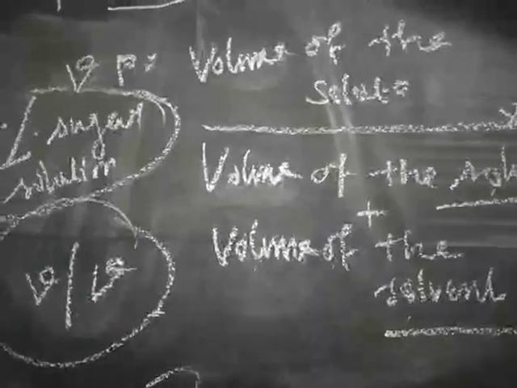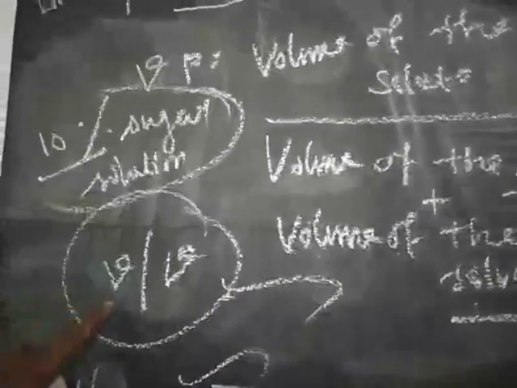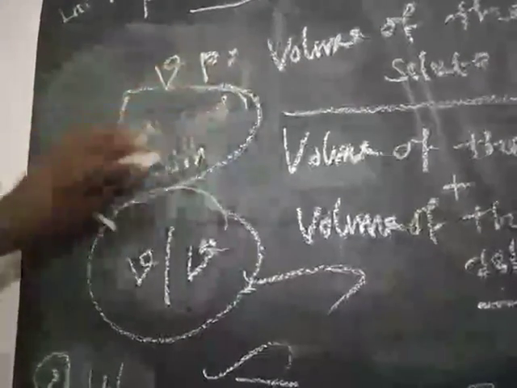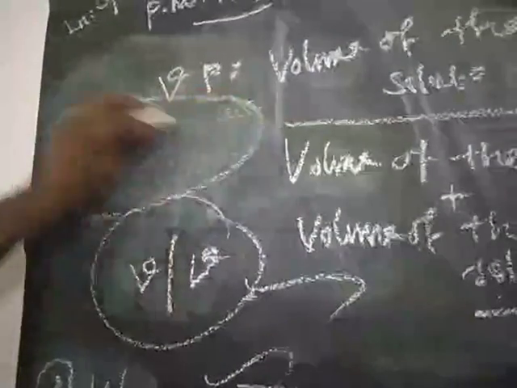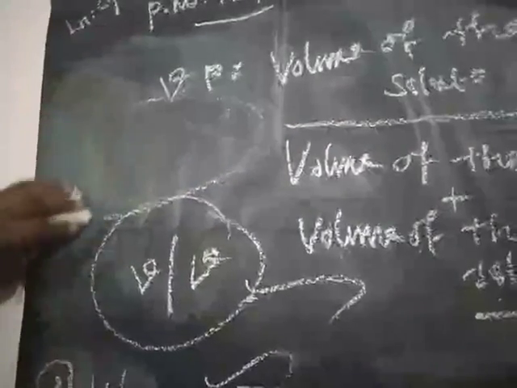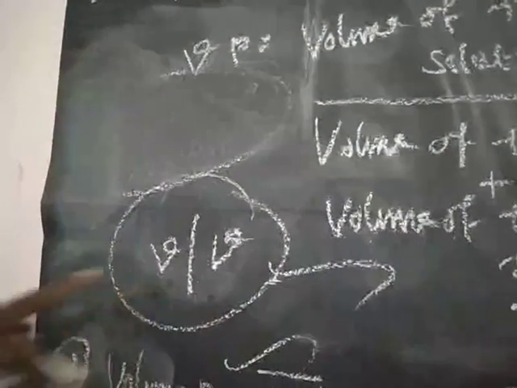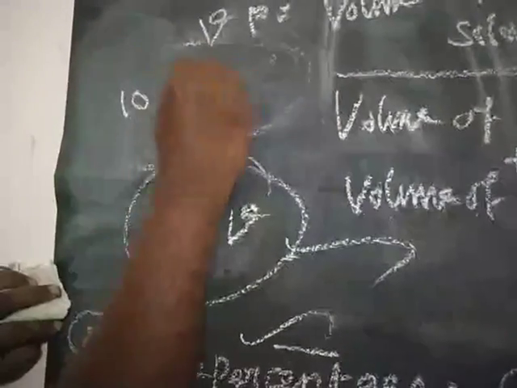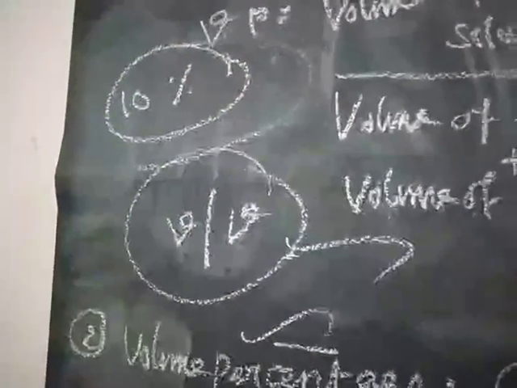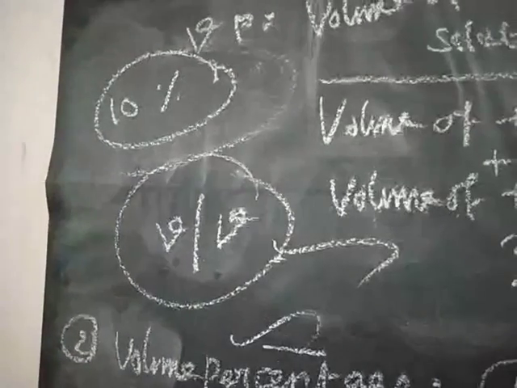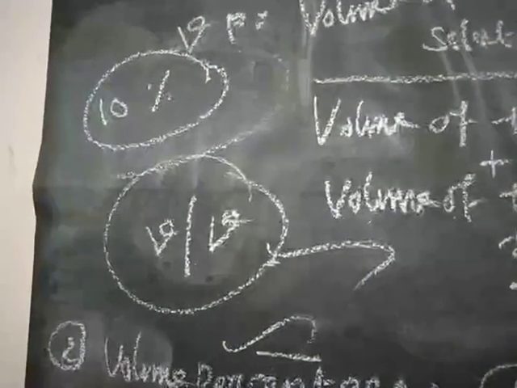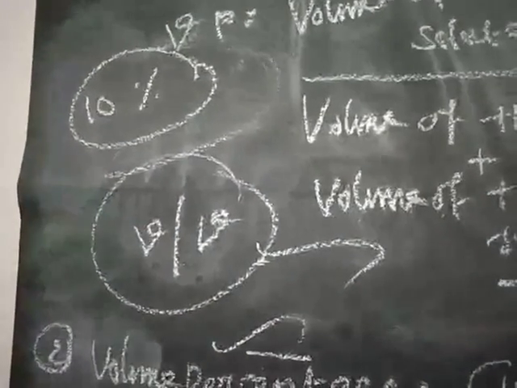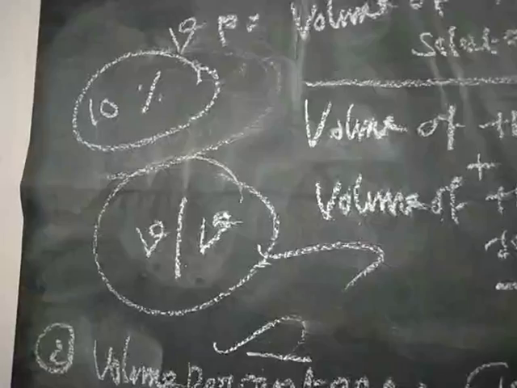Okay, so the volume percentage is expressed in the form of what? V divided by V. Usually the volume percentage is expressed as volume per volume. For example, 10% by volume of a solution expresses 10 ml of the solute present in 90 ml of the solvent, to make it 100 ml of the solution.